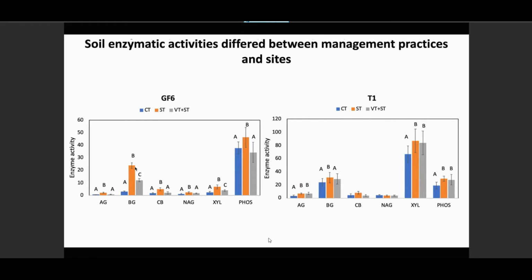So this is the activity of different enzymes related to the carbon cycling and also the phosphorus cycling. We have this data for two of our sites, and more or less the trends are the same, that the activity of these enzymes is higher in the strip till treatment, which might be due to the greater amount of carbon going into the systems, which is utilized by the microbes.